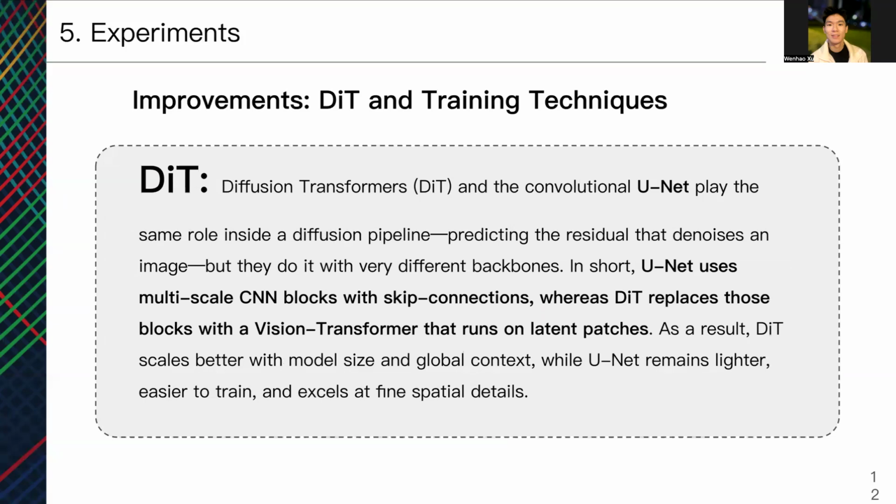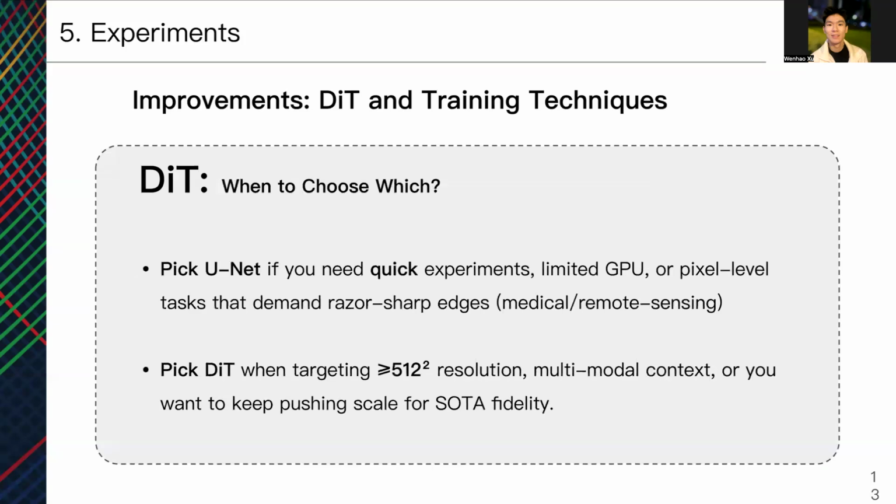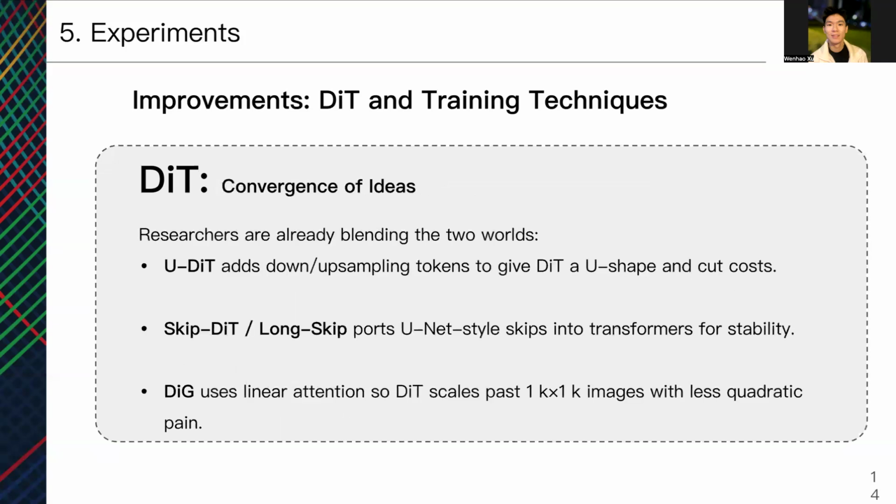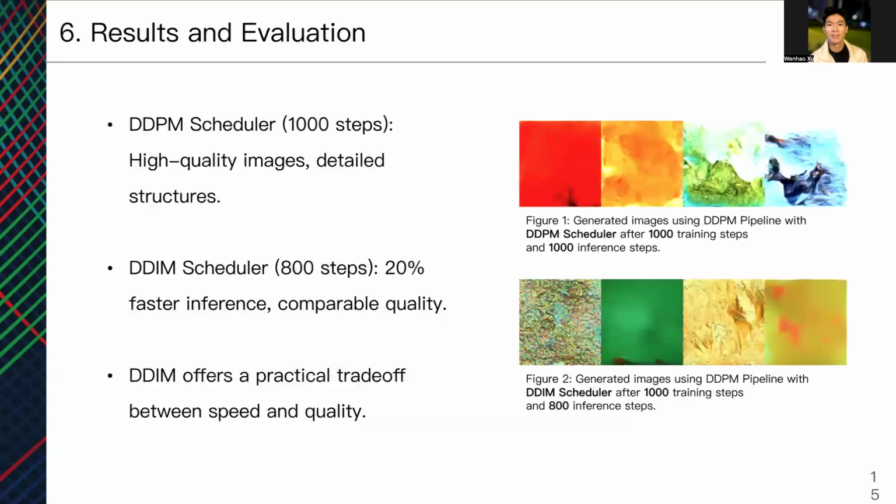The DiT is different from the UNet in the backbone, because the UNet uses multi-scale CNN blocks with skip connections, while the DiT replaces those blocks with a vision transformer that runs on the latent patches. When to choose UNet or ViT: if you need quick experiments, limited GPU or pixel level tasks, you will definitely go for UNet. If you want higher resolution or multimodal context, DiT would be a better choice. And some researchers are already blending the two worlds, combining UNet and DiT. Here are some of the research models that we will showcase.